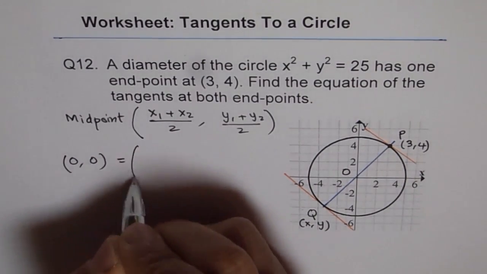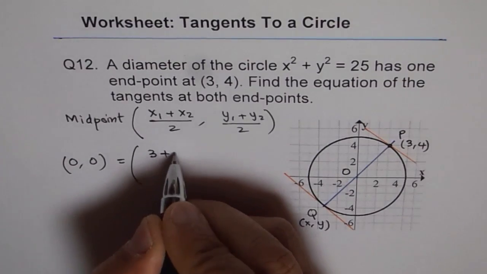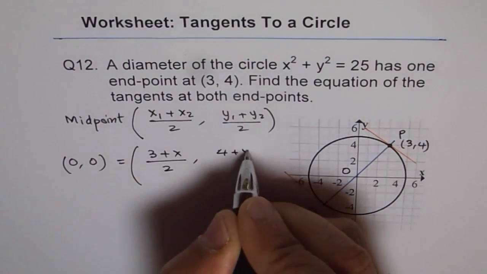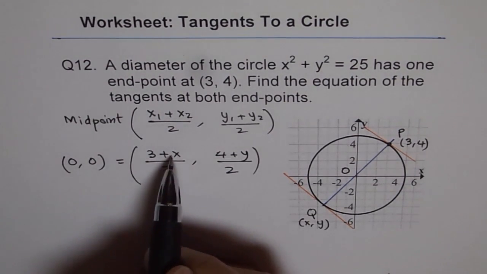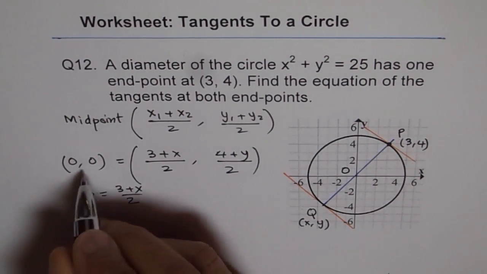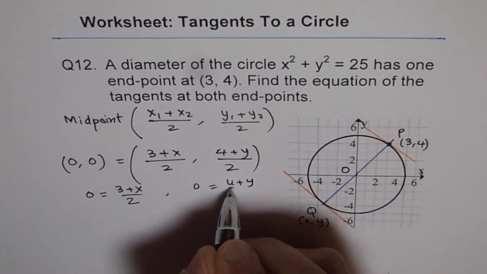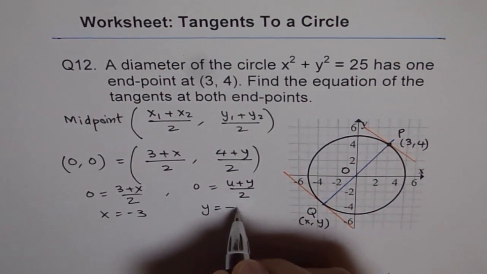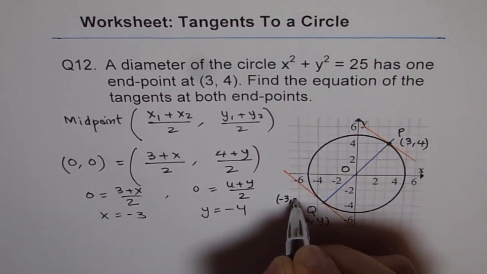So the midpoint is equal to x1, which we know as 3, so (3 plus x, which we don't know) over 2, and (4 plus y, which we don't know) over 2. This is what the equation is. Now you can equate 0 to this and find x. We say 0 equals (3 plus x) over 2, and similarly 0 equals (4 plus y) over 2. That gives us x equals minus 3 and y equals minus 4. And therefore this point should be (-3, -4), correct?